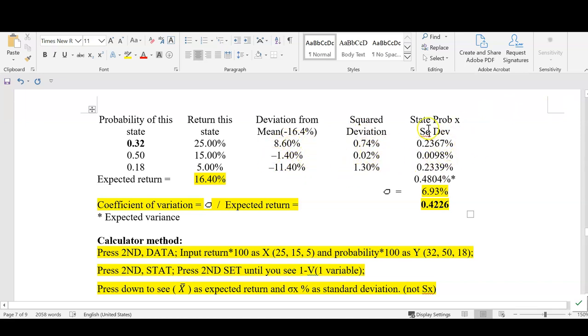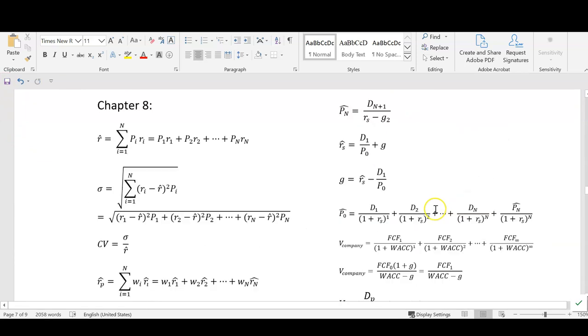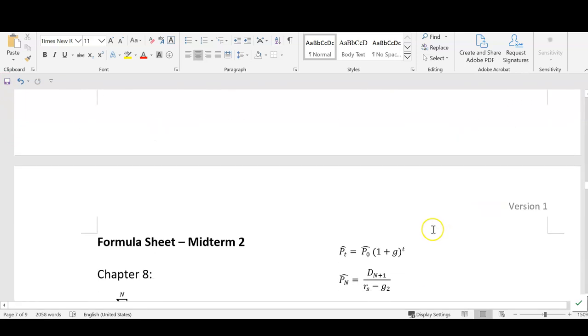For the fifth column, we use the 3 probabilities in the first column multiplied by the 3 squared deviations in the fourth column. So we have these 3 numbers, and then we add them up. Here this number, 0.4804%, is the expected variance. We take the square root of the variance, so we have the standard deviation. So this is how we can solve this question by using the formula and using the financial calculator. Okay, so this is question 5.